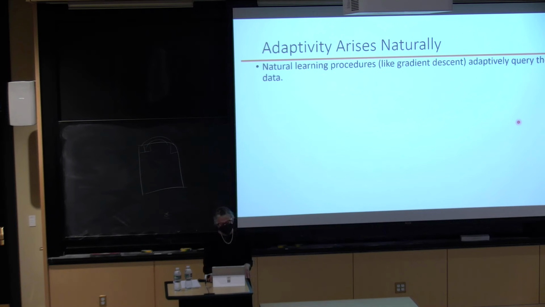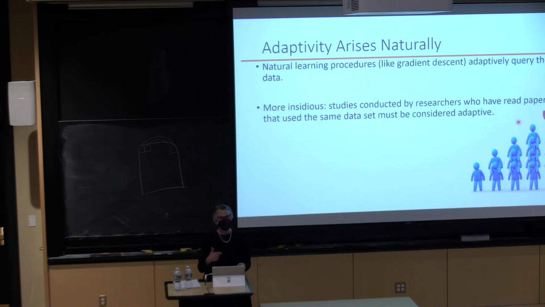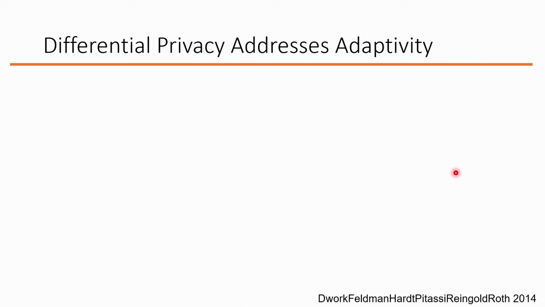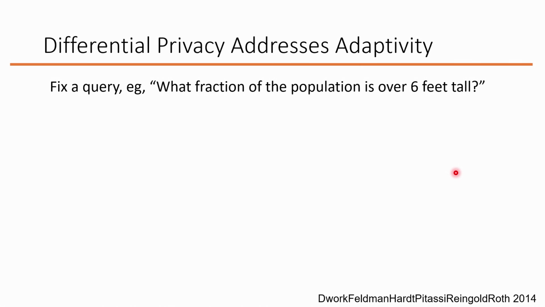Even in gradient descent, we saw that the second step depends on the first step. Exactly where we're computing the gradients depends on what happened in the first step, and so on and so forth. And more insidiously, studies that are conducted by researchers who have read papers and then used the same data set to do follow-up studies, those are also adaptive. And the take-home message here is that differential privacy addresses the issues that arise strictly due to adaptivity.